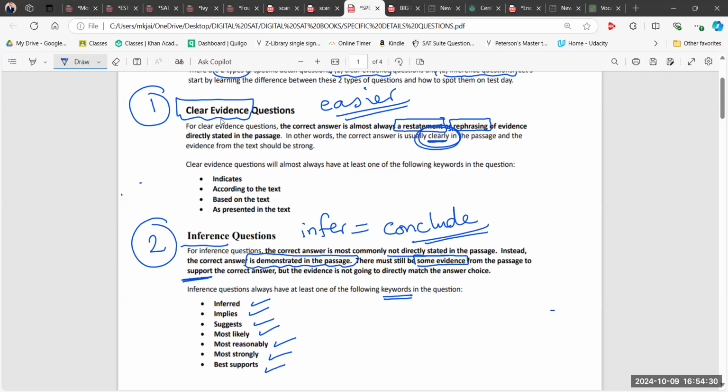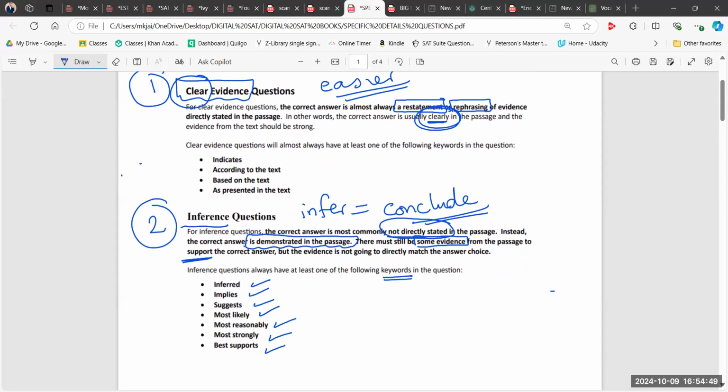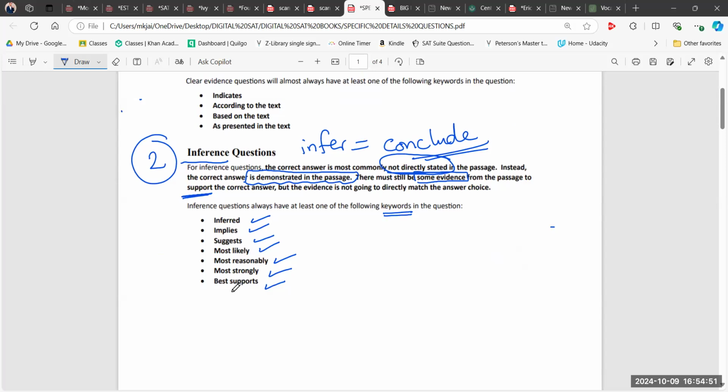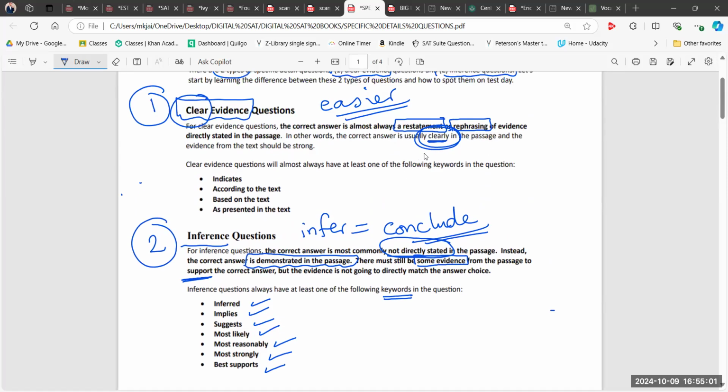So here I'm talking about clear ones. And these are not clear ones. They are not directly stated, but stated in an indirect way. So if we say this is explicit, this is implicit. That's why we say inference. And these are the keywords that you may find in the question itself: what can be inferred, implies, suggest, most likely, most reasonably, most strongly, best supports. So from the question itself, you can tell whether it's clear evidence or inference, from the keywords.